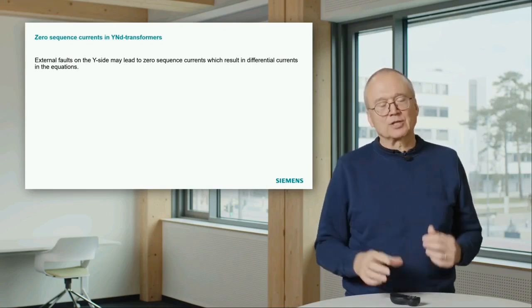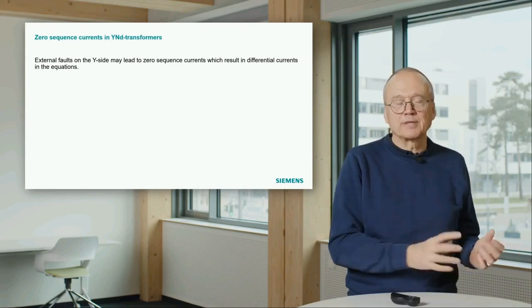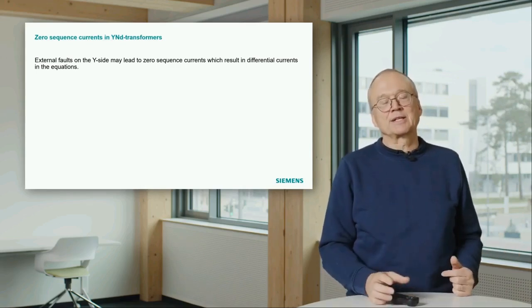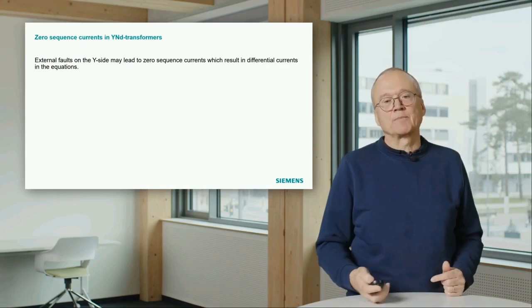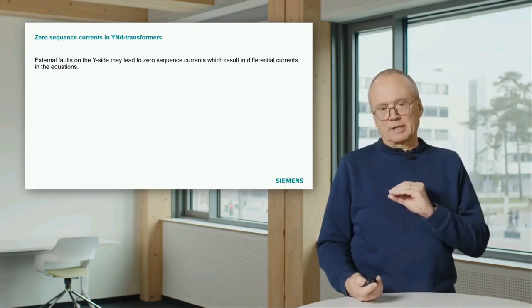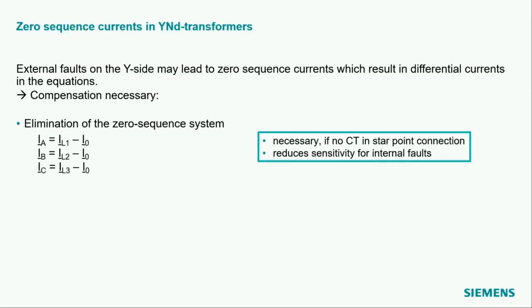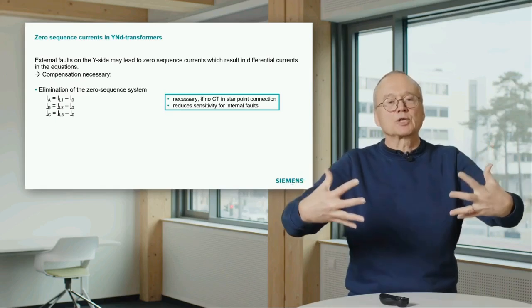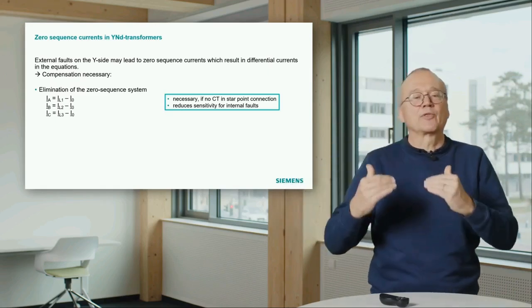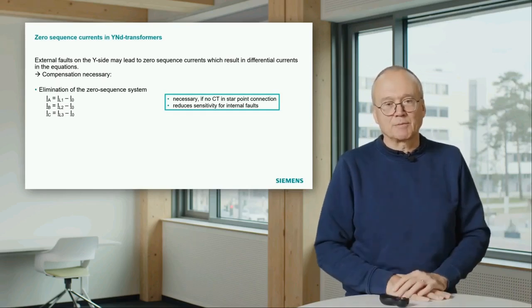And that causes trouble if you apply the normal principle, and that has to be compensated, as we also have to compensate the vector group issue. And there are two possibilities to compensate that. One possibility is to eliminate this zero sequence system. That means we measure the currents on the star side, eliminate the zero sequence system, and then continue the whole thing with eliminated zero sequence system. Then we have currents from both sides without a zero sequence system, and they can be managed as discussed before.